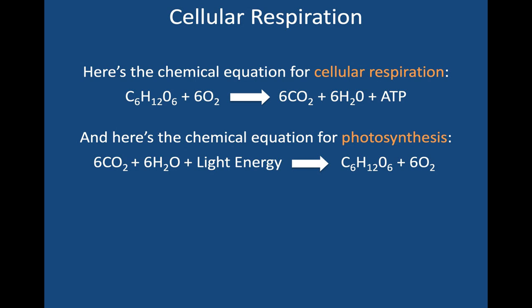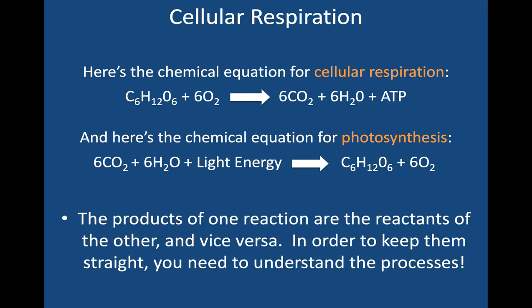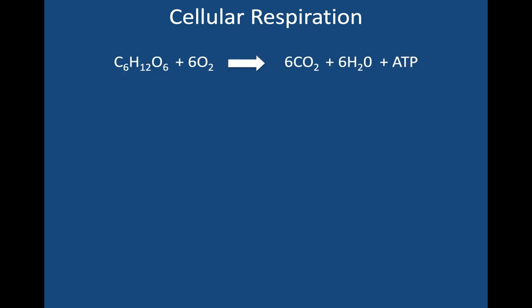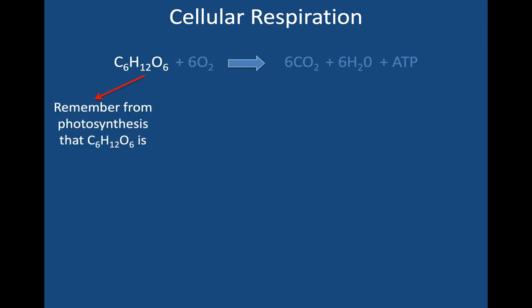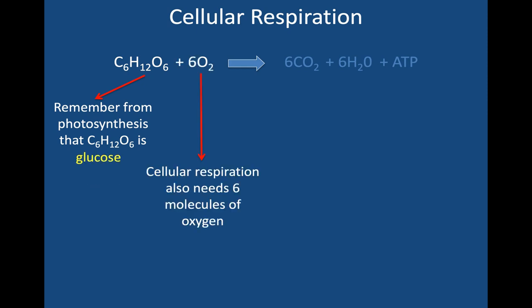If you take a look at the chemical equation for photosynthesis, cellular respiration is the opposite equation from photosynthesis. The products of one are the reactants of the other and vice versa. Please make sure you know this in order to keep these processes straight. So let's talk about our cellular respiration. Break this down. C6H12O6, that is your glucose. That is from photosynthesis. We talked about that.